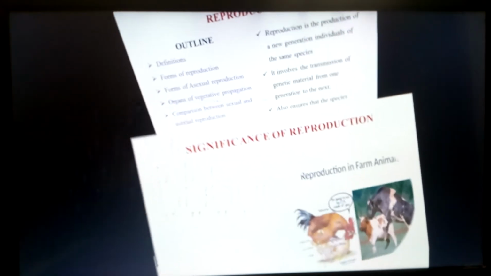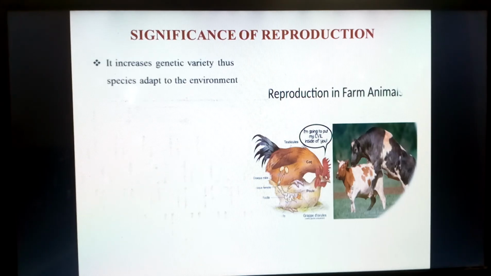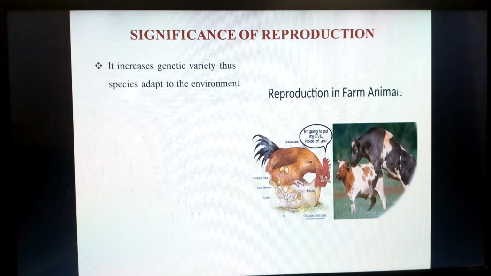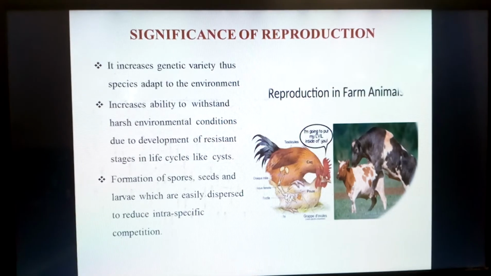So within our topic, we shall begin with the significances of why organisms should reproduce. As you see in our picture there, different organisms are carrying out what we call mating, and that process increases genetic variety. Therefore, organisms can adapt to the environment. Number 2, the process of reproduction increases the ability to withstand harsh environmental conditions because of the resistant stages within the life cycles of different organisms during reproduction. For example, formation of cysts in things like tapeworms, among others.